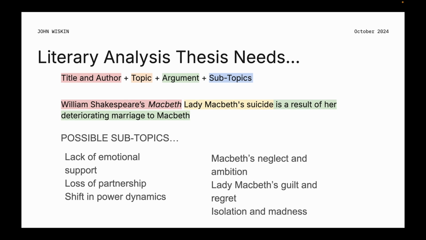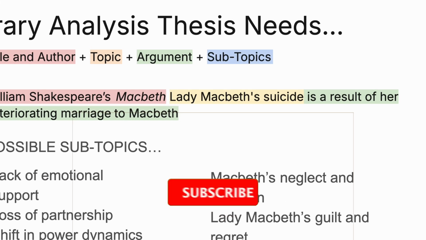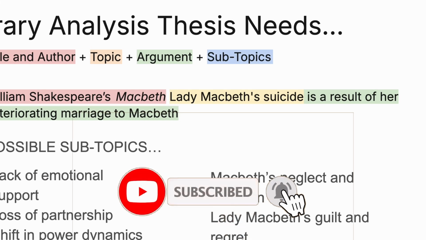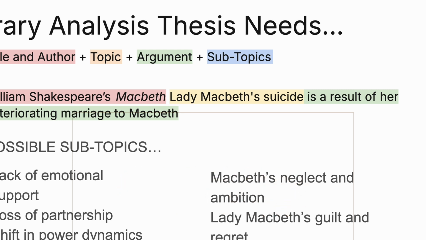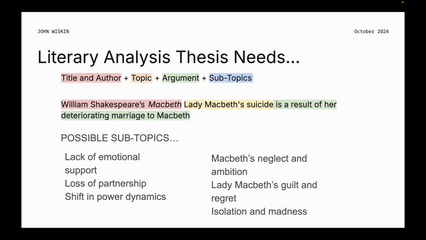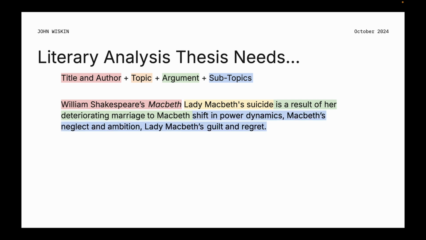In this case here, again, just like our topic could have many different arguments, our arguments can have many possible subtopics. For example, her suicide being a result of her deteriorating marriage to Macbeth could be from a lack of emotional support, a loss of the partnership, a shift in her power dynamics, or Macbeth's neglect and ambition. Or how about her guilt and regret, her isolation and madness? So there's a lot of possible subtopics, and for this, I'm going to choose power dynamics, neglect and ambition, and her guilt and regret.